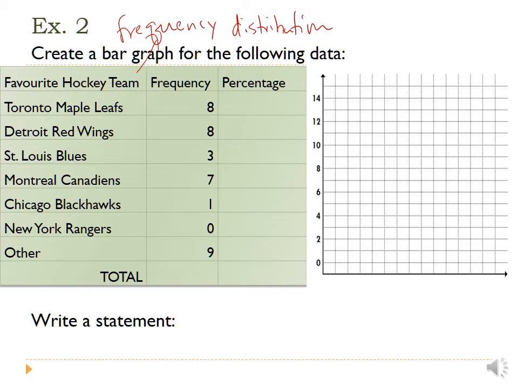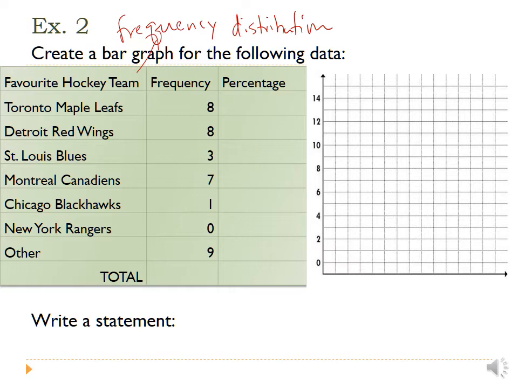Now normally I would ask this question in class, we would raise our hands, we would do the tallies, and then we have our frequency. Frequency is just the number, so how many liked each team in this case. And then we're going to fill out the percentage column, because often seeing percentages helps us for statistics.